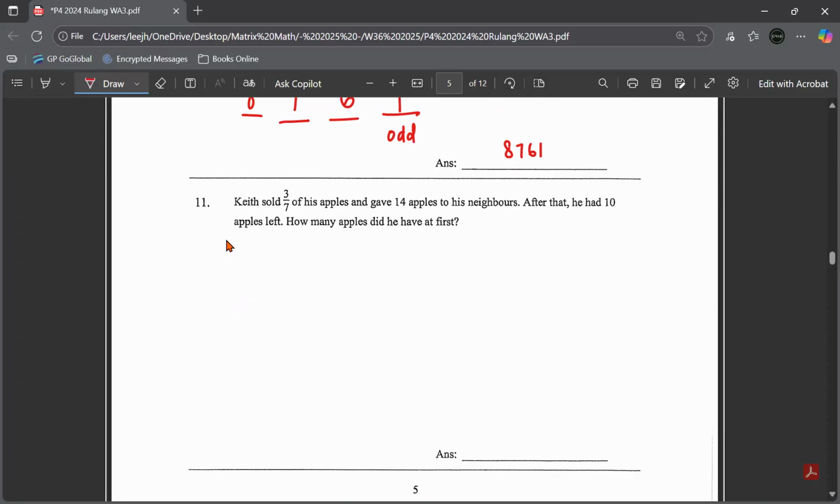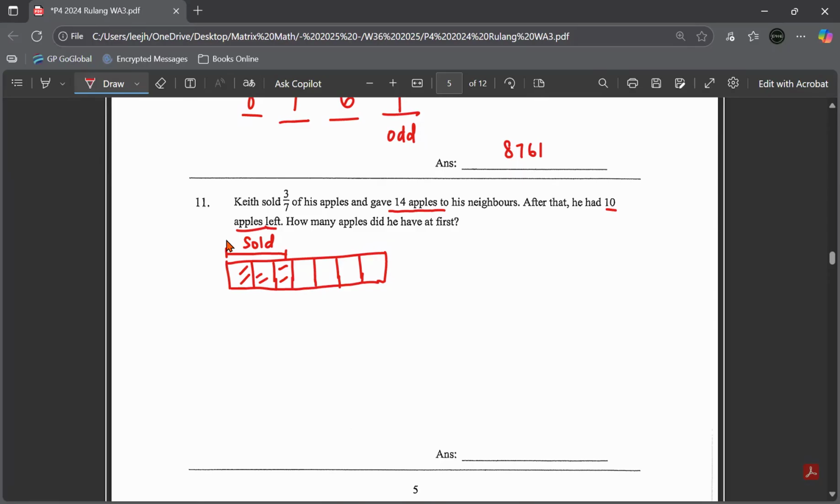Keith sold 3/7 of apples and gave 14 apples to his neighbors. After that, he had 10 apples left. How many apples did he have at first? So you know he sold 3/7. So if you want, you actually can draw 1, 2, 3, 4, 5, 6, 7 parts, right? And out of these 7 parts, right, 3/7 will be sold. So this is sold. But after that, he's going to give 14 to his neighbors. So 14 to his neighbors and we'll have 10 left.